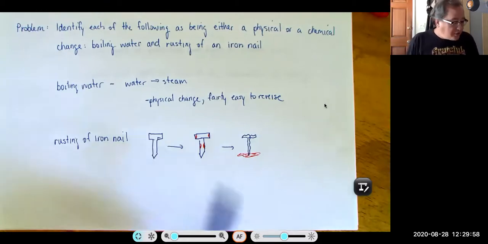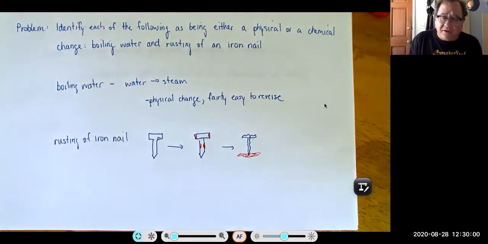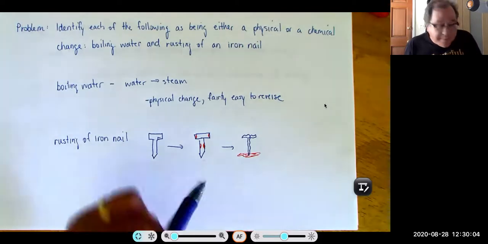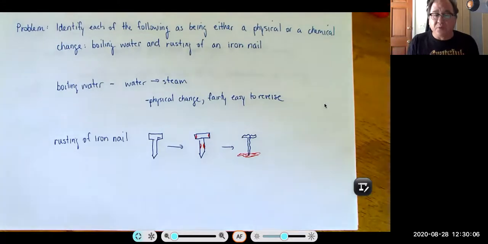And if you actually take a look at the properties of this red material versus the material of an unrusted nail, you notice that the red material is more like a powder than the nail. The nail you can bend. This stuff, if you scrape it off, it's crusty and brittle. So when it has a different set of properties, and this is all at room temperature, you're pretty convinced that this is a chemical change.